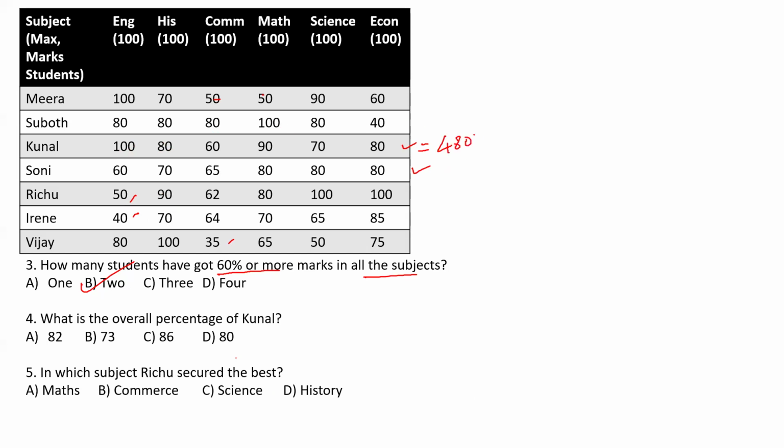So it comes around 480. Usually what we do is divide by the total marks, which is 600, into 100. So I'm just dividing by 6. This is how you find your percentage, right? So 48 divided by 6. In the 6 table, 48, how many times is it going? 8 times. So 80 is the percentage of Kunal.